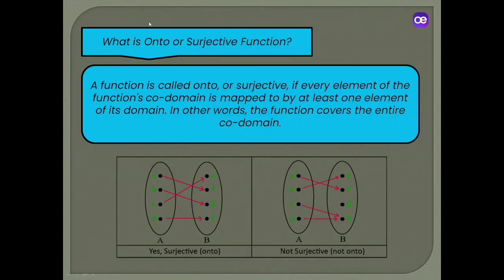What is onto function or surjective function? A function is called onto or surjective if every element of the function's codomain is mapped to by at least one element of its domain. In other words, the function covers the entire codomain.